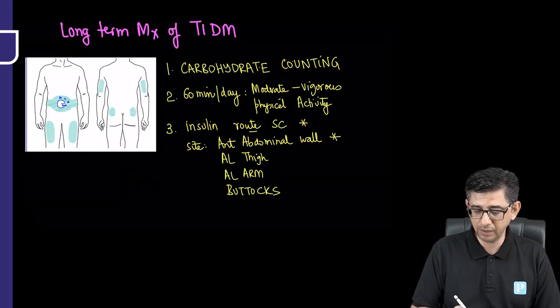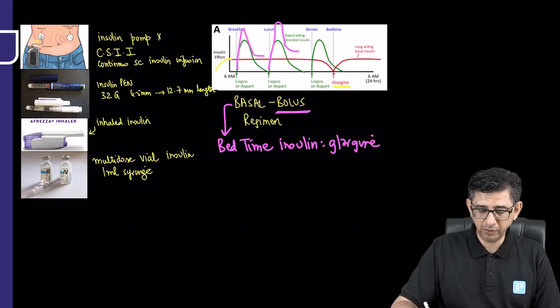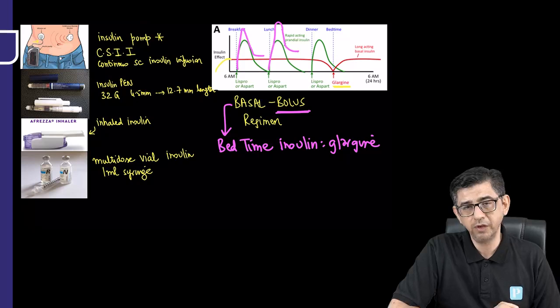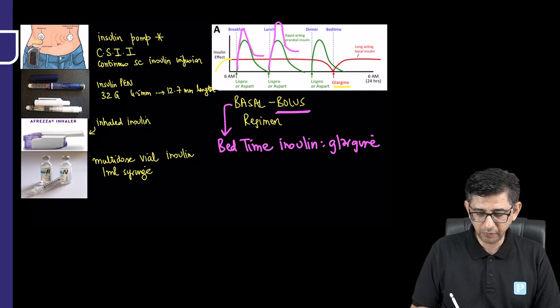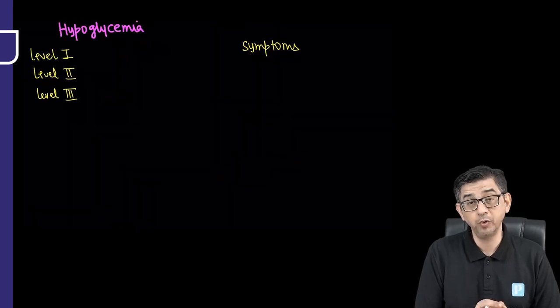So the main message is at least three aspects. What I want you to be clear about are: what is the preferred route, what is the preferred site, and what is the preferred mode of delivery. The preferred mode of delivery in this case is an insulin pump. Now, the biggest side effect of insulin is hypoglycemia.